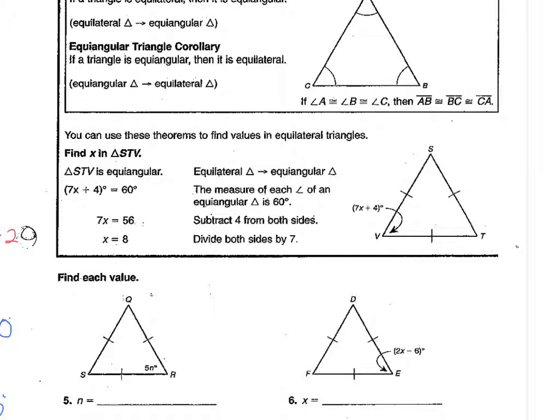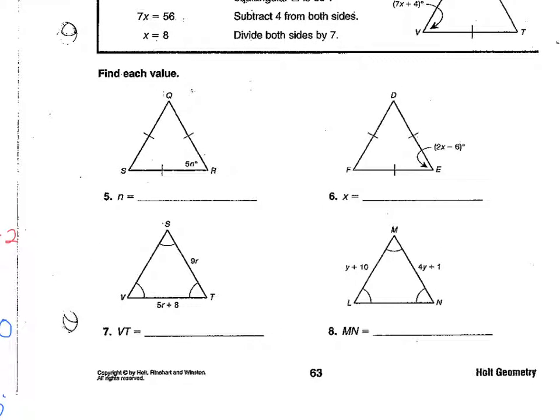So with that fact, you can just say, well, 7x plus 4 equals 60. X is 8. And that's what they wanted. What is x? X is equal to 8. So on the examples, let's go ahead and go over the examples.